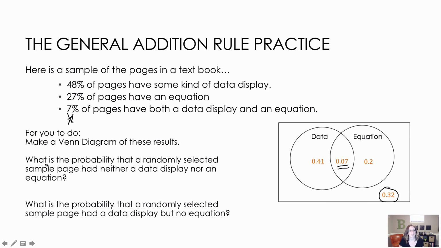So now I'm going to answer this question. What's the probability that a randomly selected sample page had neither a data display nor an equation? So here's data, here's both data and equation, here's equation. That was this number out here, the 0.32. Next, what's the probability that a randomly selected sample page had a data display but no equation? So again, there are 48% with a data display. These are the data display, no equation people.